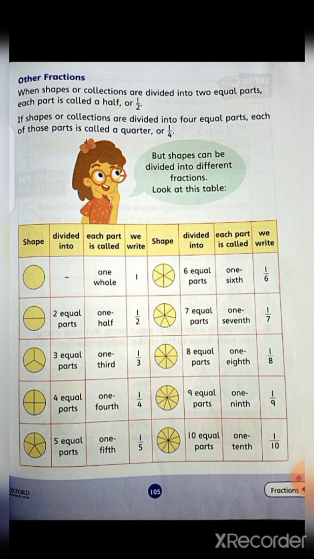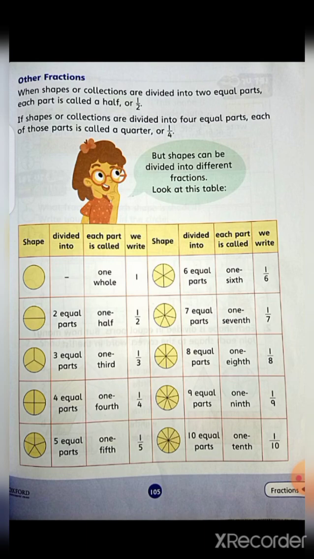If shapes or collections are divided into 4 equal parts, each of those parts is called a quarter or 1 over 4. See the spelling of quarter, Q-U-A-R-T-E-R, quarter.